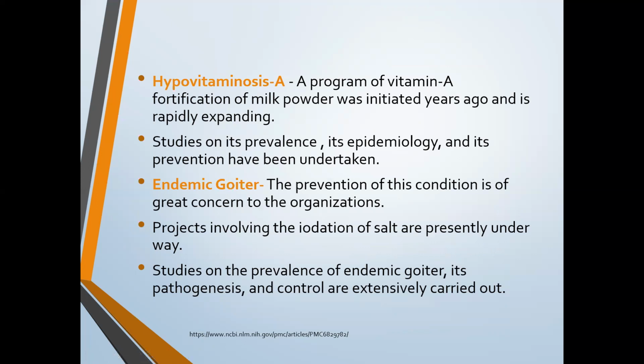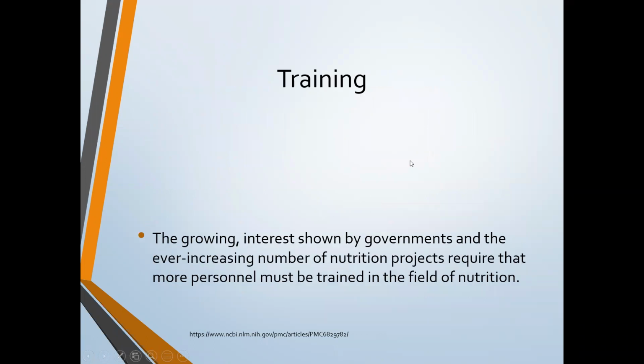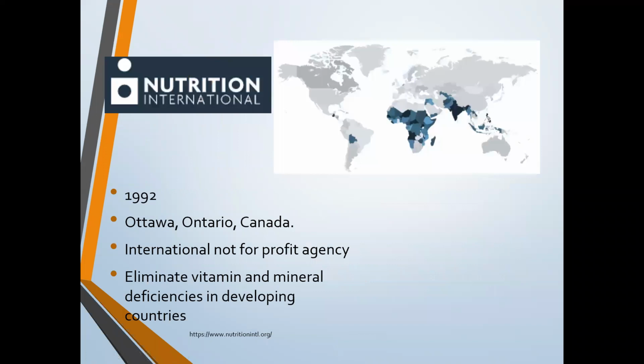For example, a program of vitamin A fortification was initiated in a country, and for endemic goiter, the iodization of salt to control endemic goiters. So these are examples of rehabilitation programs. Training is also an important part, where the training of designated personnel is important, and interest must be shown by the government.